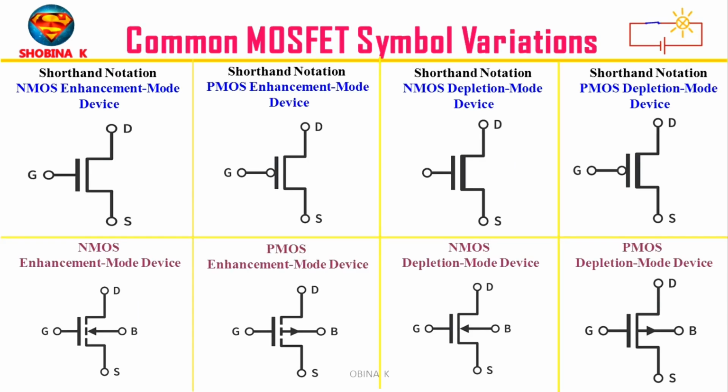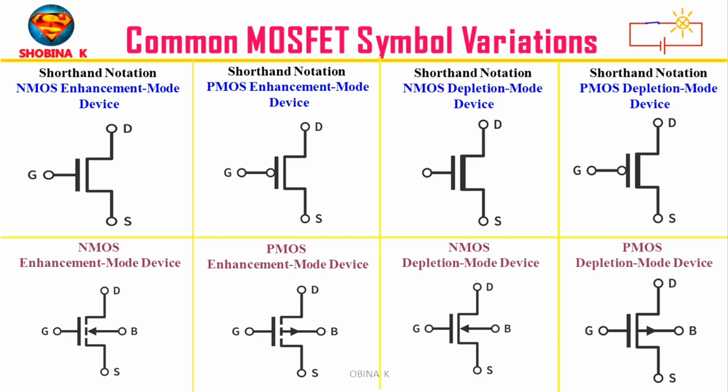Now think of the channel line as a water flow. Dashed line means enhancement mode. No natural flow, it needs to be enhanced to create a flow. Solid line means depletion mode. Here natural flow already exists. It needs to be depleted to stop flow.